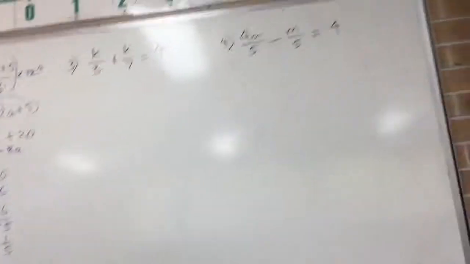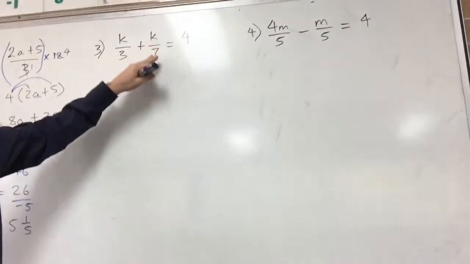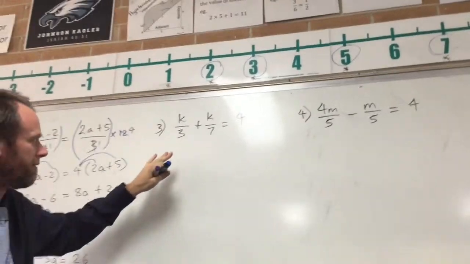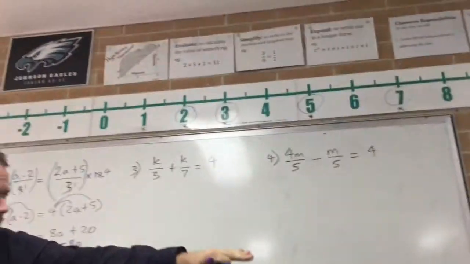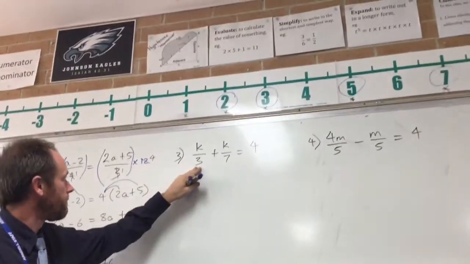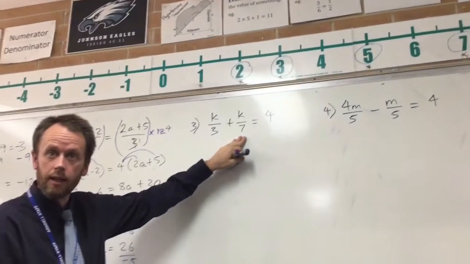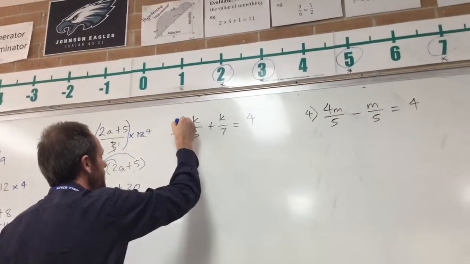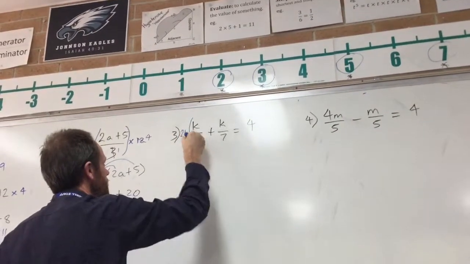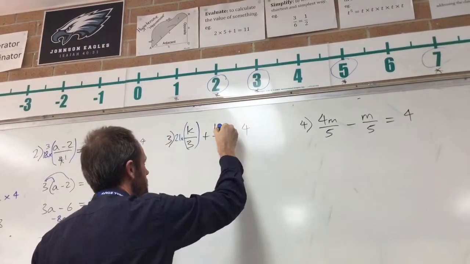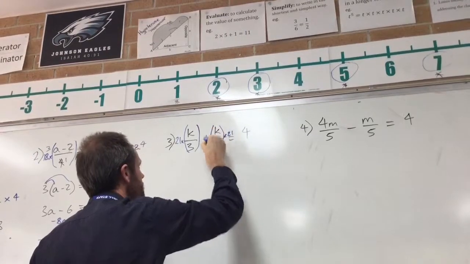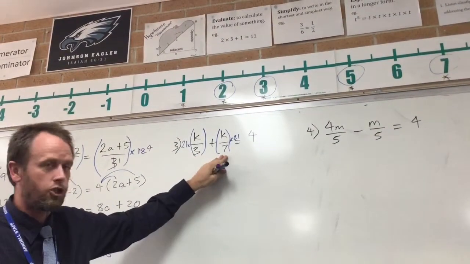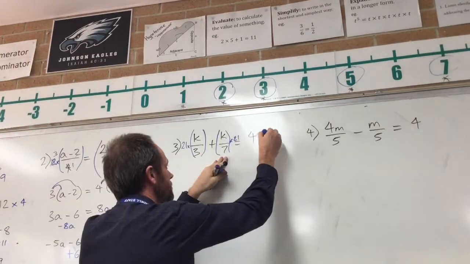Question 3. k/3 plus k/7 equals 4. We can't really simplify it too much here. Find the lowest common multiple. 3 times 7 is 21. To make it very carefully, I'm going to write 21 times outside the brackets. Times 21, and notice something here, Year 9. I'm multiplying each term.